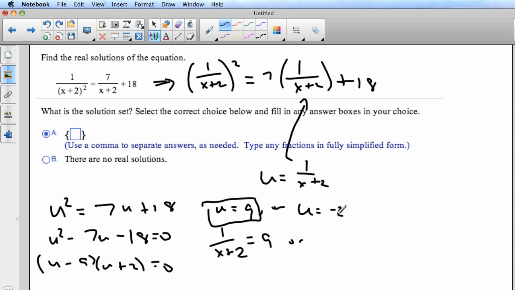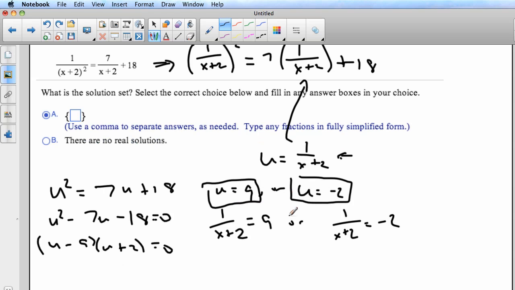And the equation u equals -2 is the same thing as saying that 1 over x plus 2 equals -2. So all I'm doing is taking these two solutions and then rewriting them back in terms of x. So I use the substitution twice, once to change it from x into u's, solve it for u's, and then bring it back in terms of x.